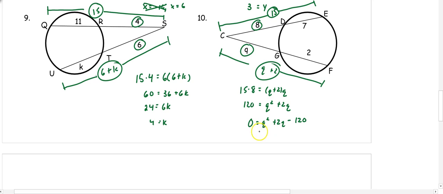So two numbers that multiply to negative 120 and add to 2, we would have q plus 12 and q minus 10, which means that q is equal to negative 12 or 10. And again, our negative number won't work because we can't have a negative side length.